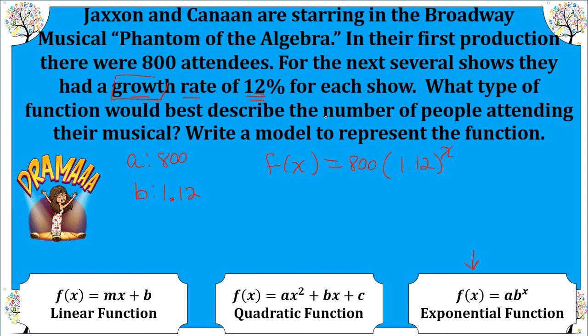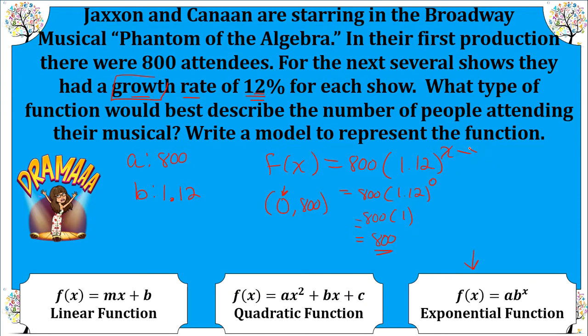Okay, so let's see what X represents though. In their first production, production number 1, they have 800 attendees. It's not grown yet. So 0, 800. So this X value represents the show minus 1. In our first show, 0 is representing the productions after the first show, when the growth started. Remember, anything to the 0 is 1. So that's how we get our initial 800.